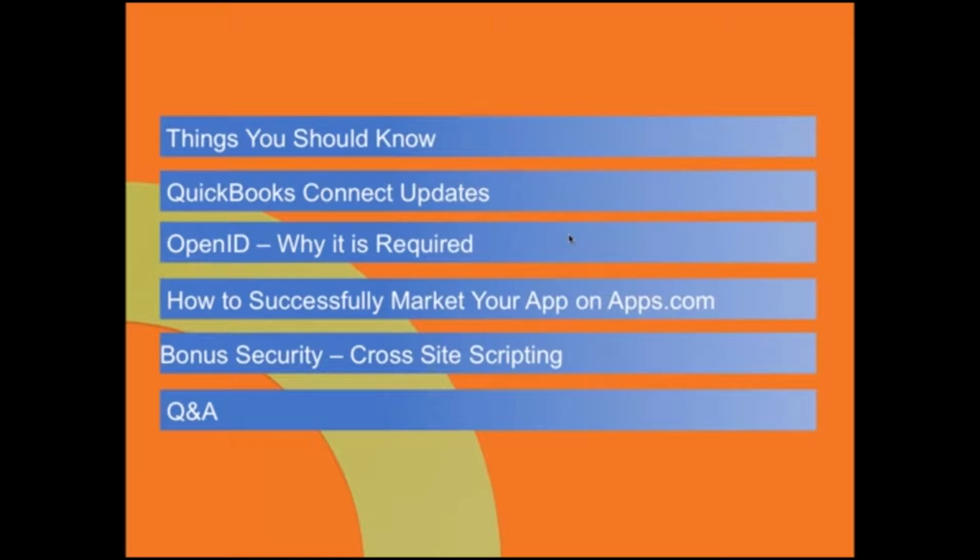So here is our general agenda for this session. The things you should know is a new section that I'm adding, and the goal is to just make sure everybody's aligned on messages that we've sent out in the past to get everybody on the same page. Then we're going to have some information on QuickBooks Connect updates, then OpenID and why we require it, then the main segment on how to successfully market your app on apps.com. The last, if we have time, I wanted to cover a quick note on cross-site scripting, and then we will have a segment on Q&A.